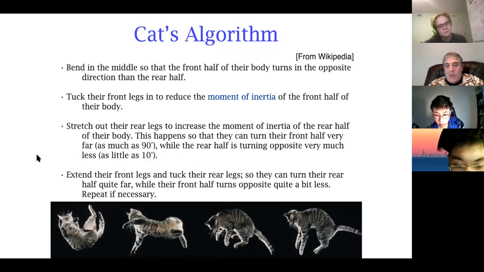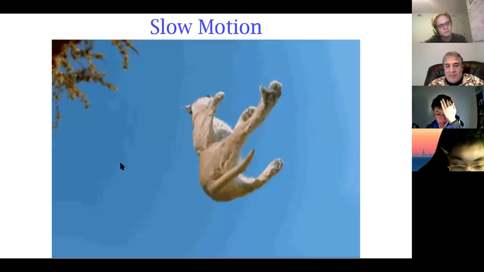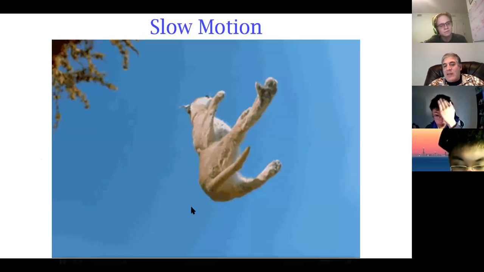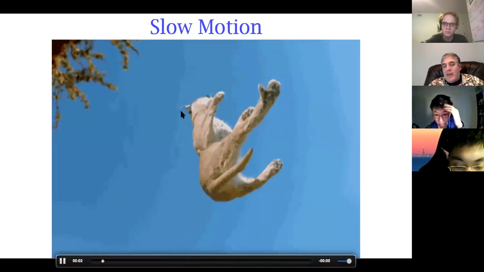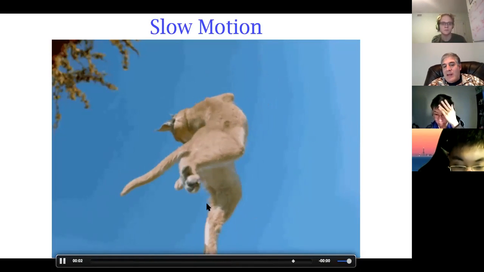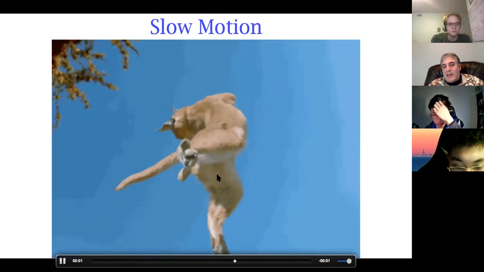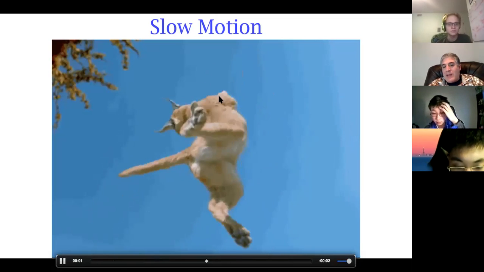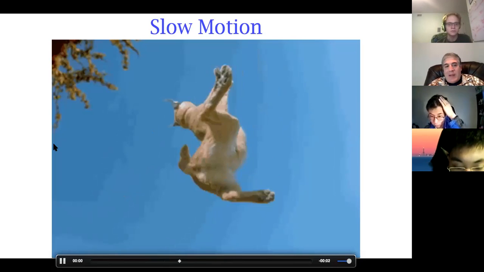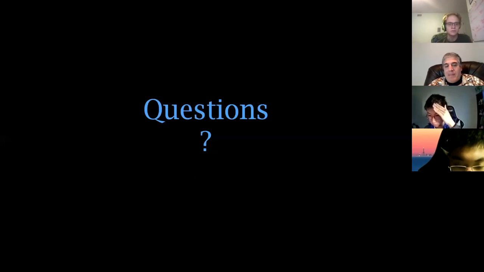Okay, what does it have to do with geometry? Let's first just look at this. This moment exactly illustrates this. You can see how this cat spreads the rear legs to increase the moment of inertia and tucks in the front ones. Okay. Any questions? Then we'll try to connect it to geometry and connection and parallel transport, etc.